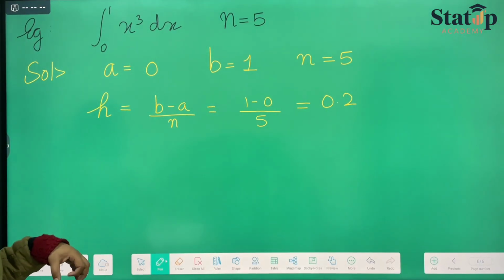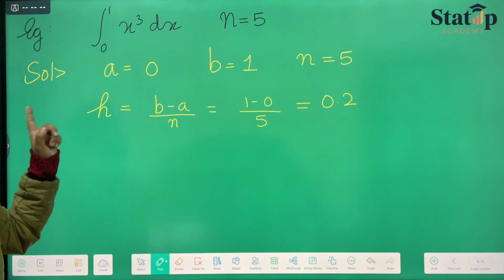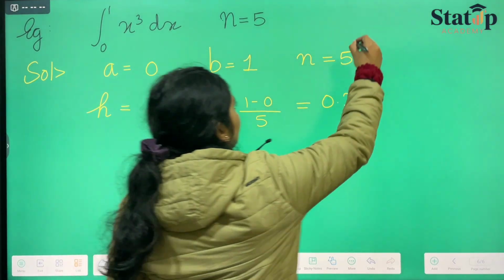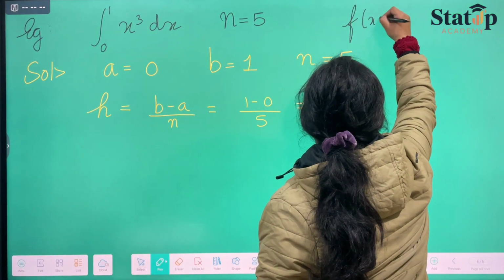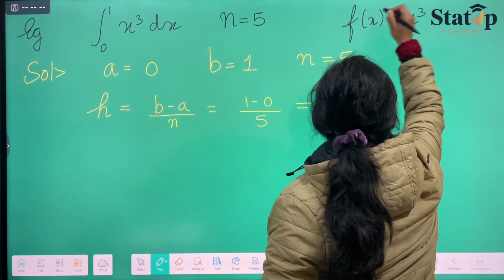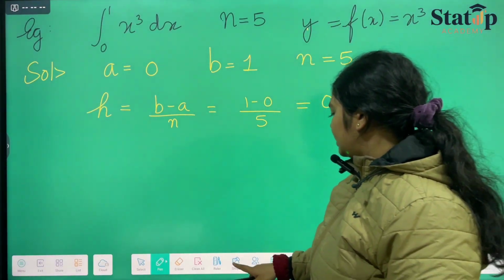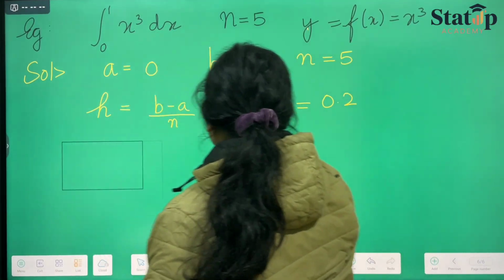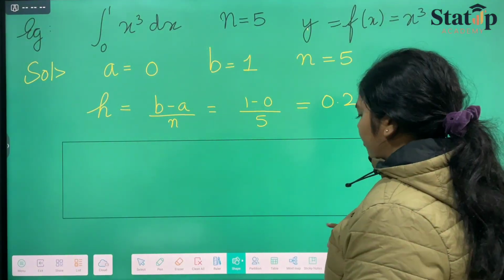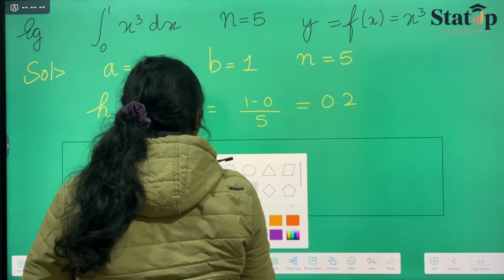So now we'll make the table of x and f(x). f(x) here, as you can see in the question, is x cube, which is also considered as y. So let us draw the table. We have to draw 5 subintervals.